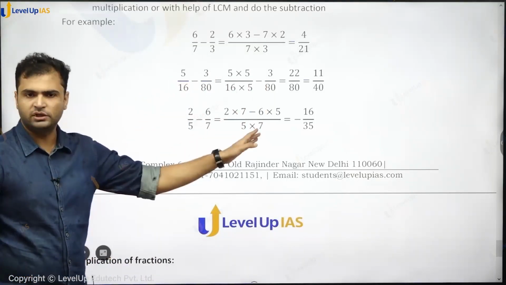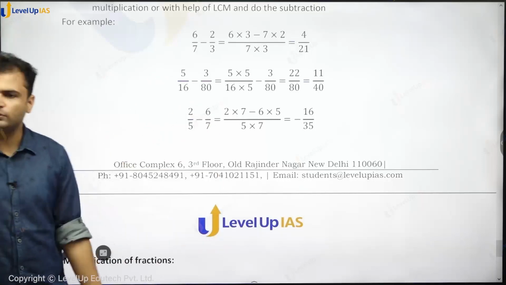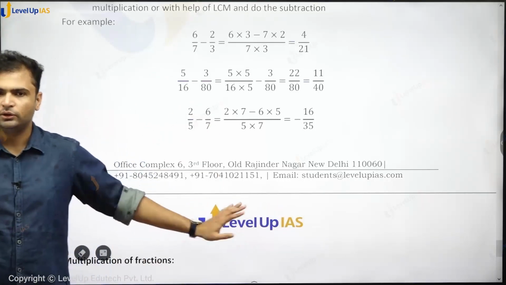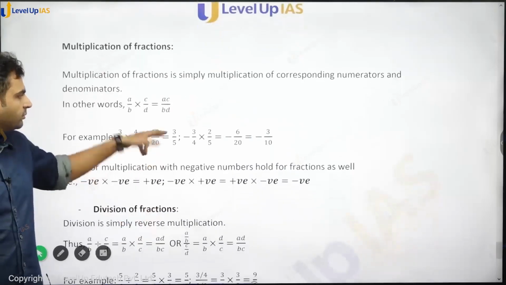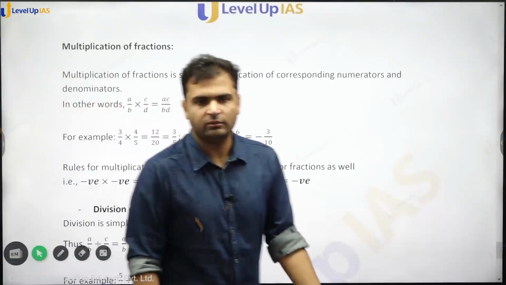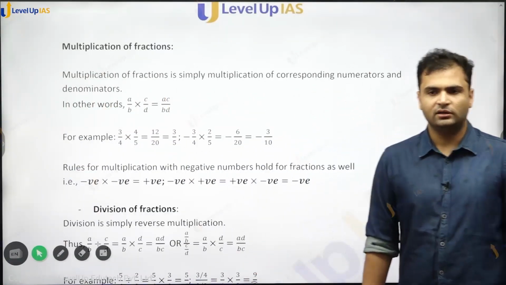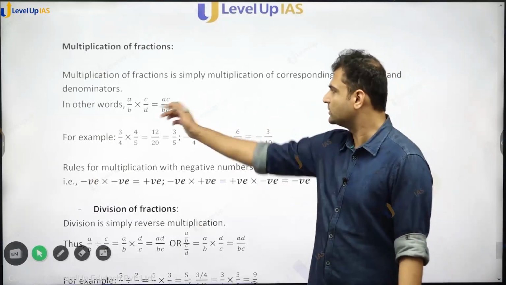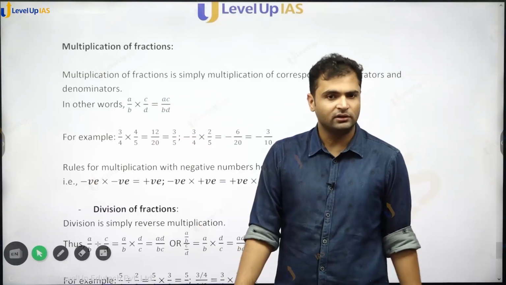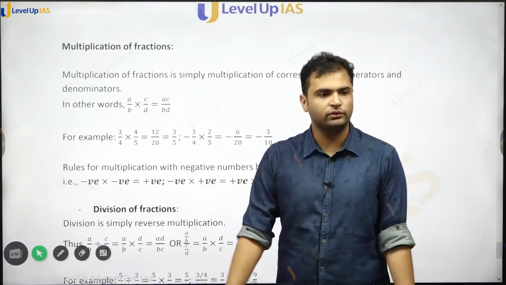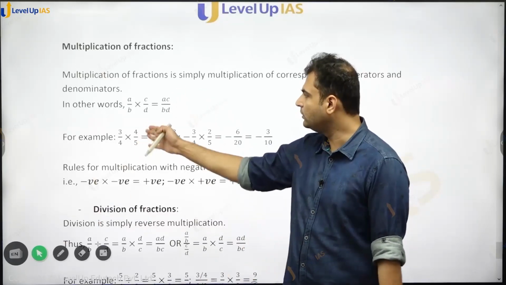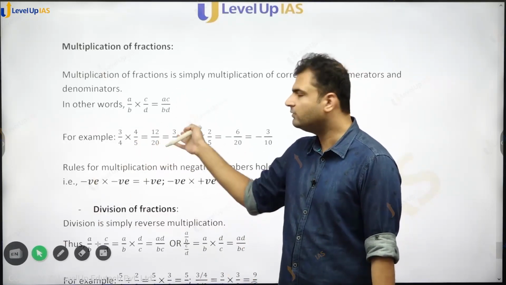ठीक है, मतलब सब्ट्रैक्शन कुछ नया नहीं है, same thing which we did in addition, exactly same है, no change. Multiplication is different but easiest. Multiplication is just direct multiplication, so a into c and b into d. Multiply the numerators, multiply the denominators, and you will get the multiplication of two fractions. 3 by 4 into 4 by 5 is 12 by 20, which is 3 by 5.